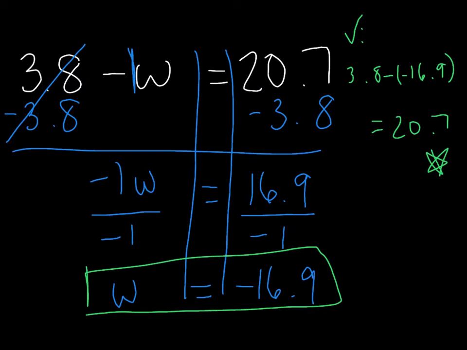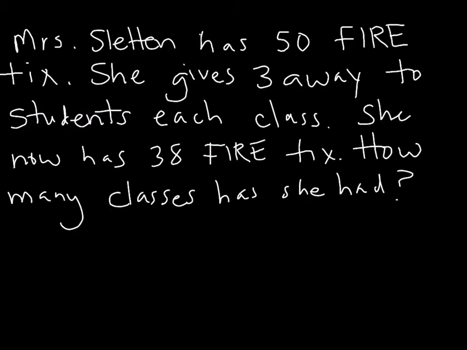We're going to do one more problem working with a word problem, and here it comes. All right, here's the problem. Mrs. Sletton has 50 fire tickets. She gives 3 away to students each class. She now has 38 fire tickets. How many classes has she had?